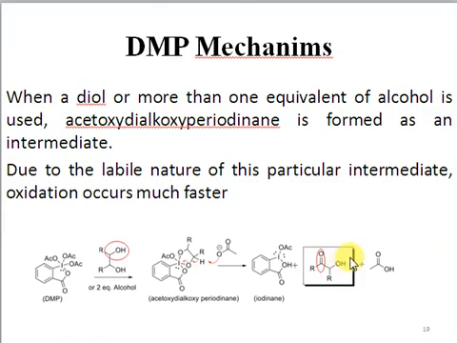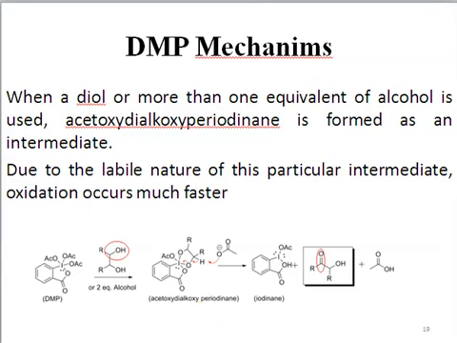So in this case, we can get alpha hydroxy ketones or alpha hydroxy aldehydes depending on the nature of this R group here, right? So this is the difference in the intermediates. In case you're using monohydric alcohols, the intermediate was diacetoxyalkoxy periodinane, but when you are using dihydric alcohols, in that case the intermediate is different. The intermediate is acetoxy because we have one acetoxy. So the intermediate is acetoxy dialkoxy periodinane, right?